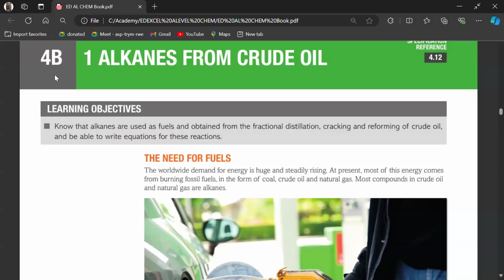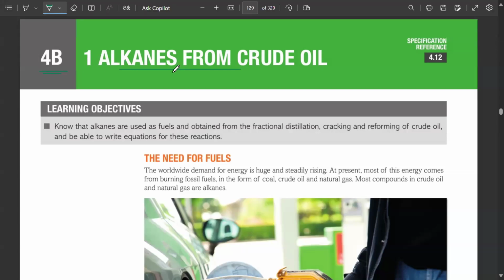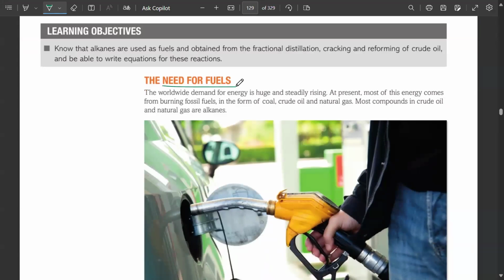Today we'll be starting off with topic number 4B, which is alkanes from crude oil. Now, what is the need for fuels and these hydrocarbons? Energy. Everything around you needs energy: electricity, power, machinery, your vehicles, every industry. Due to the rising population and the industrial revolution, the worldwide demand for energy is huge and steadily rising. At present, most of this energy comes from burning fossil fuels in the form of coal, crude oil, and natural gas.